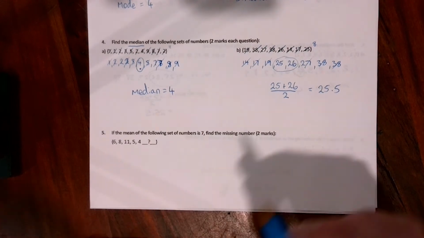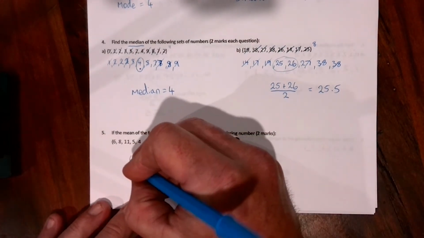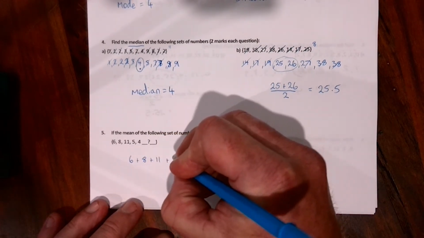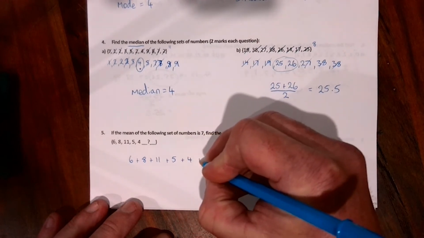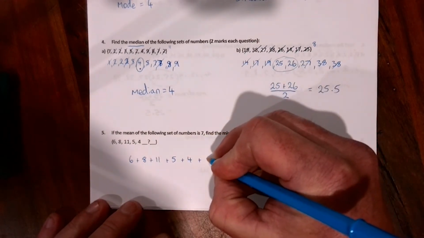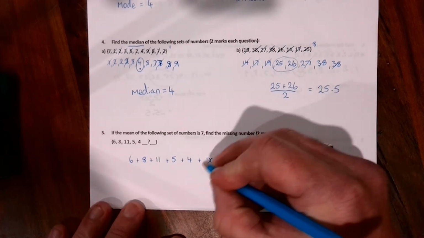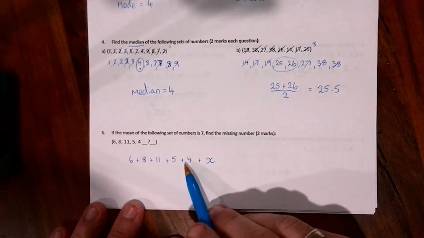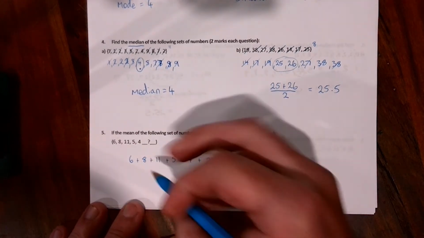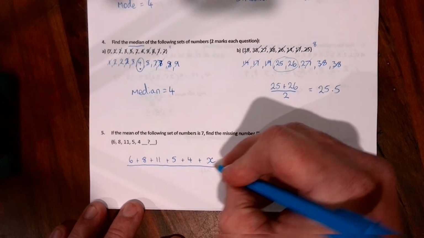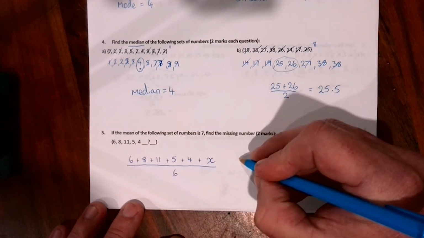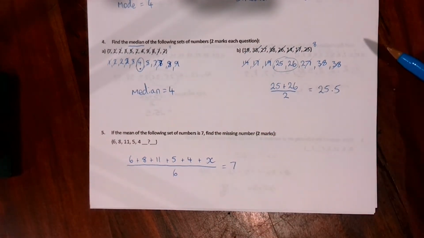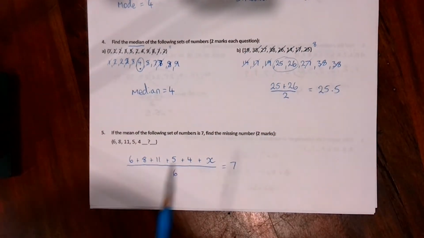So what this question is really saying is, if I say 6 plus 8 plus 11 plus 5 plus 4 plus my unknown, I don't want to put a blank box in. Because I'm a maths teacher, I'm going to use an X, because you'll all be doing that by the end of the year. So I've got my 5 numbers and my 6th one that I don't know. If I divided all of that by 6, because there's 6 numbers here, that would give me an average of 7.